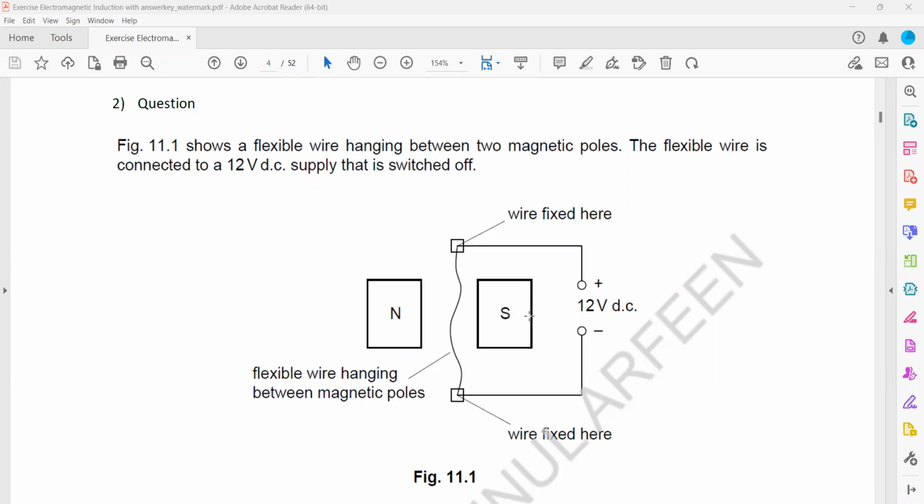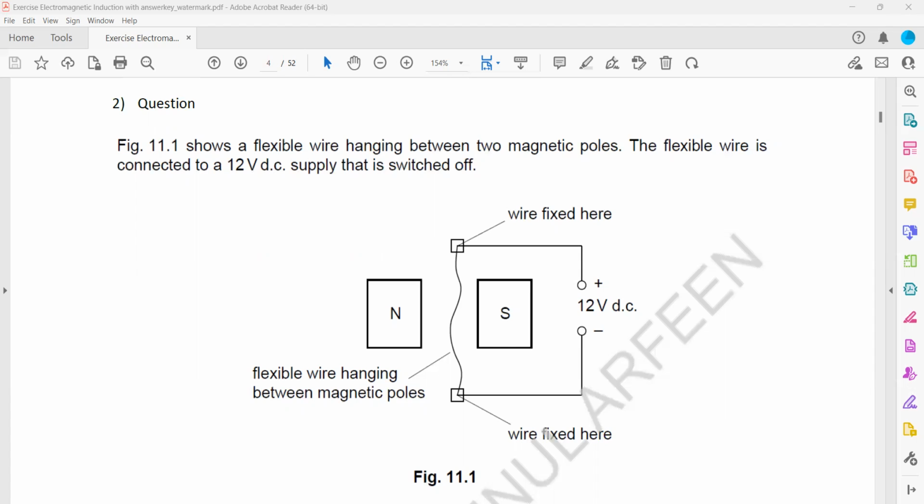So the first part in question 2, figure 11.1 shows a flexible wire. So this is a flexible wire hanging between the two magnetic poles. Left side you have north and the right hand side you have south. The flexible wire is connected to a 12-volt DC. So when we have a DC supply, the direction of the force will be one specific direction. But if it was an AC supply, then the direction of the force will continuously change and it can cause the wire to vibrate.